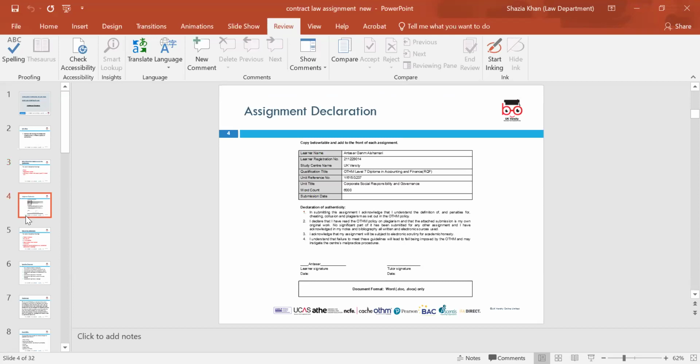You will then have to make sure you have an assignment declaration, which is there to identify that the work that you are submitting, you understand the definition of plagiarism, and you understand the penalties and collusion, and this work is your work. Okay, so you need to make sure that the work you are submitting is your work and it doesn't belong to anyone else, okay? Because that's really important, and you are acknowledging this by signing the declaration.